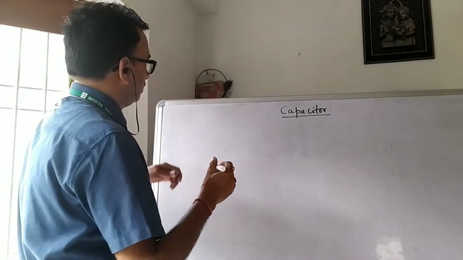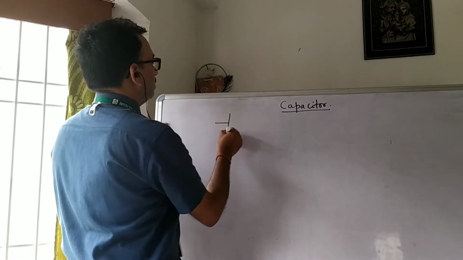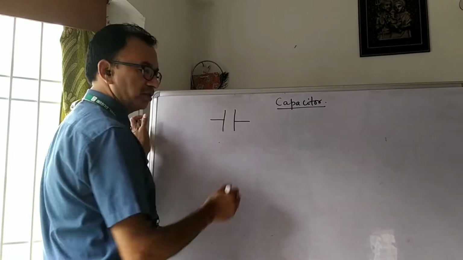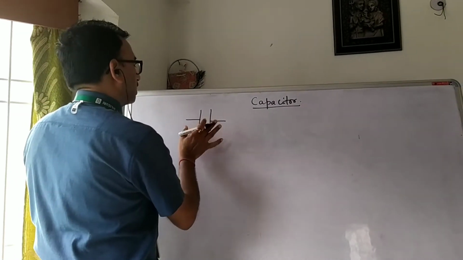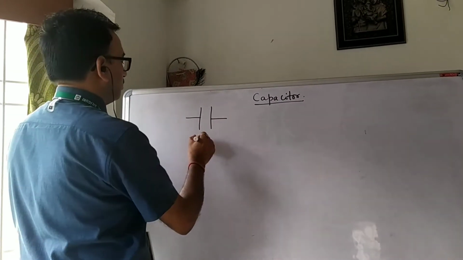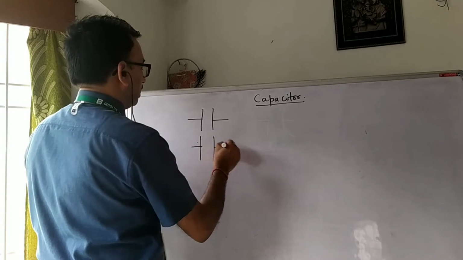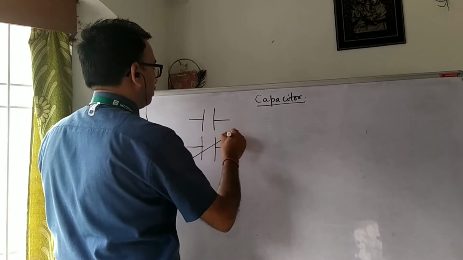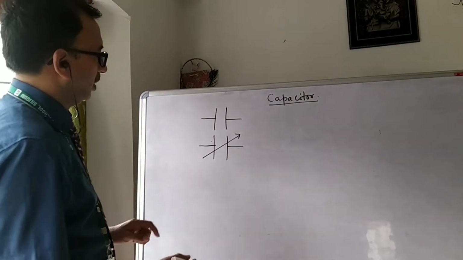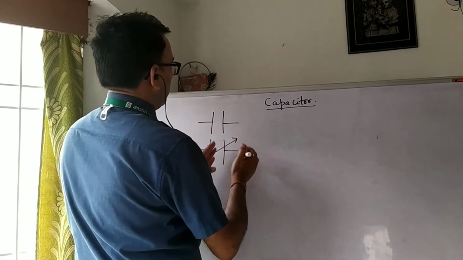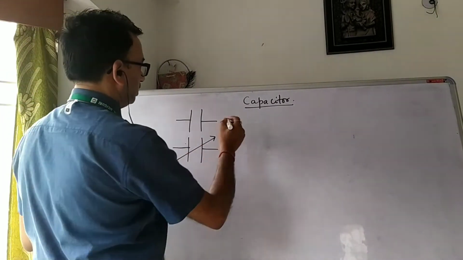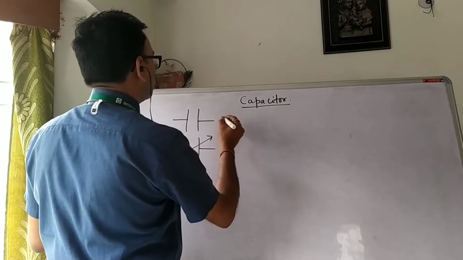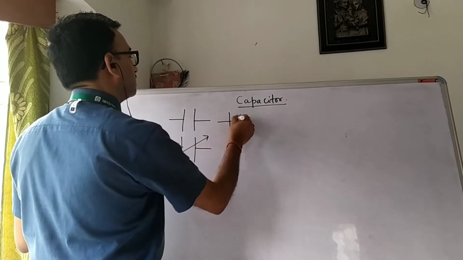The capacitor is generally denoted by this symbol. This is the representation of a capacitor. Now, if this is a capacitor which has a fixed value, and if you have a capacitor with a variable value, it is called a variable capacitor. Now, if there is a capacitor whose plates, the charges, are variable, then its diagram will be different, and it will be like this.